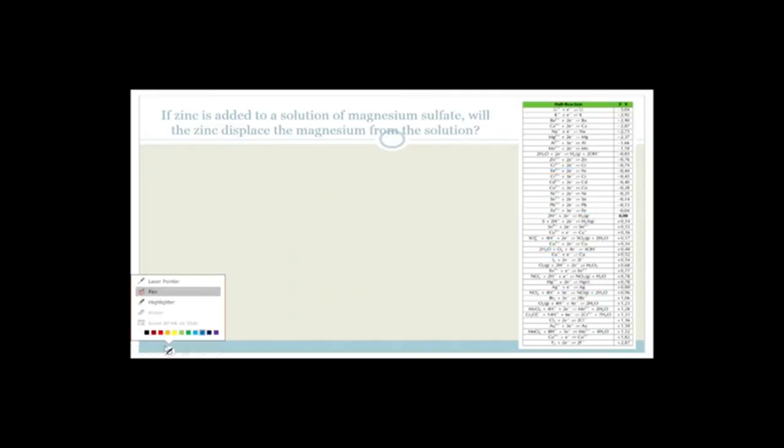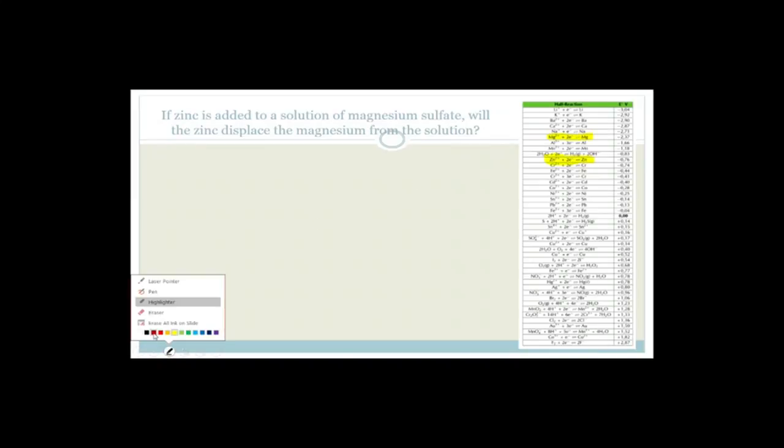In this case, we're looking at zinc added to a solution of magnesium sulfate. Will zinc displace the magnesium from the solution? So we're starting with zinc. Let's go find ourselves some zinc. There's some zinc. And we're going to a solution of magnesium sulfate, so it's going to be Mg2+. So there's the magnesium 2+.